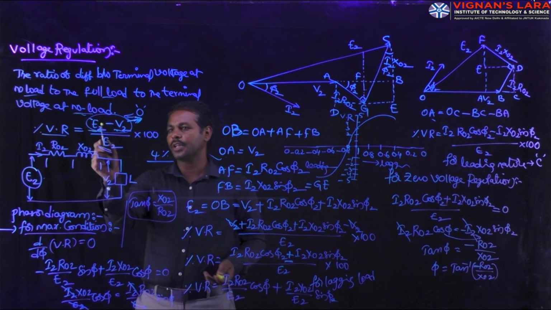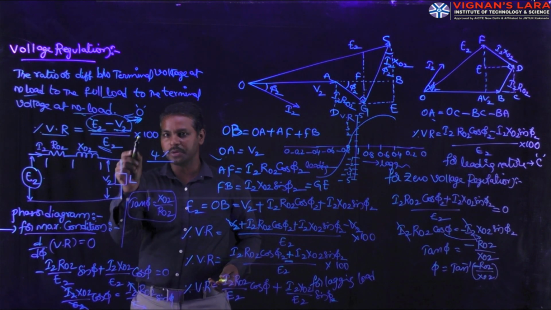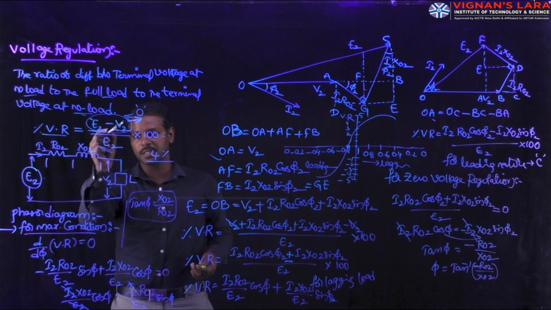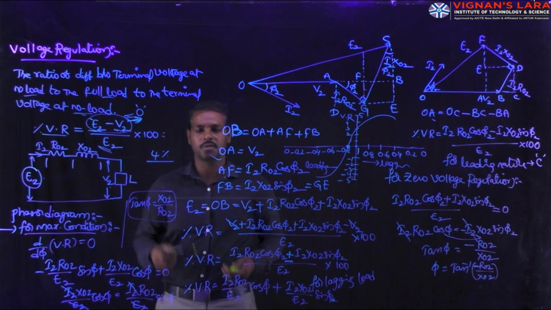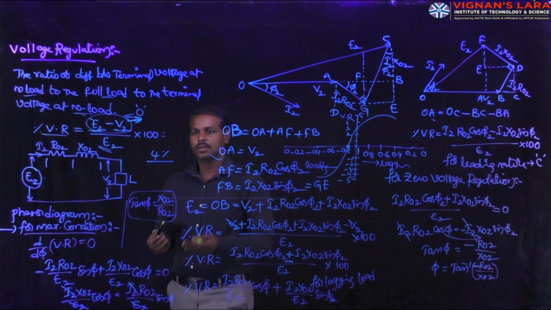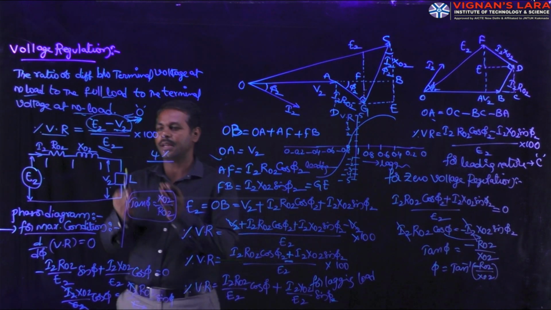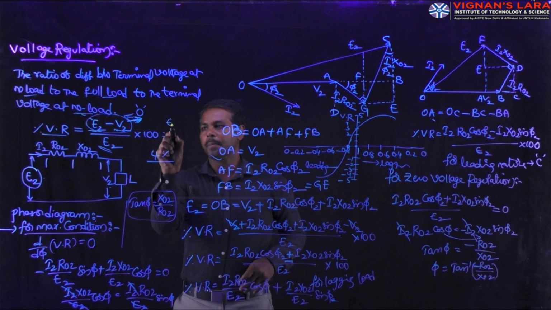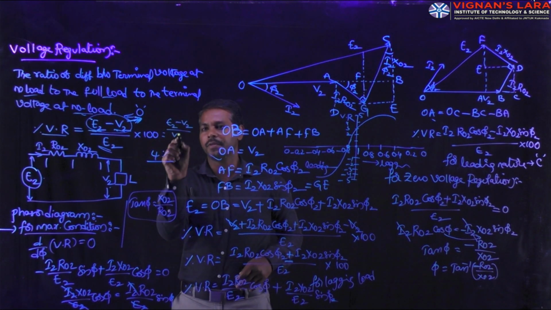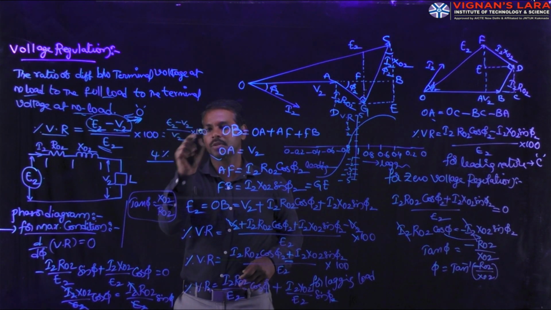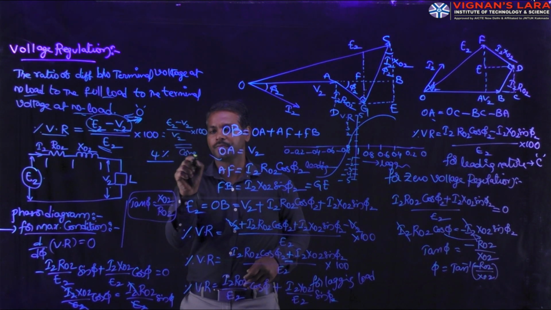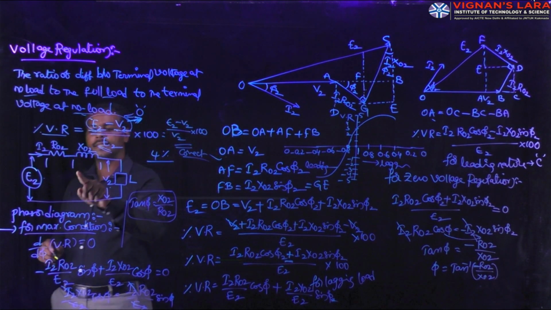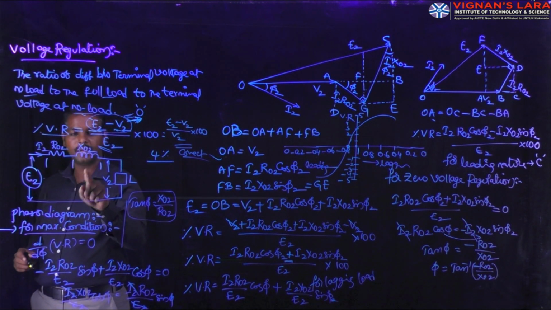Which is equal to E2 minus V2 by E2 into 100. That is one equation. In some textbooks, E2 minus V2 by V2 into 100. That is also correct. There is no difference between these two equations. Both are correct.